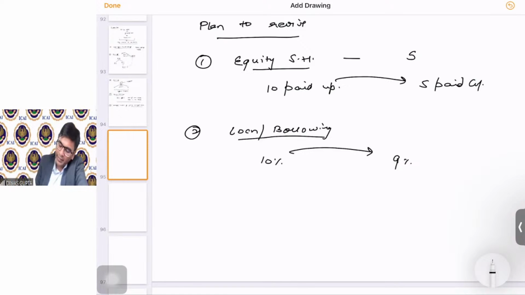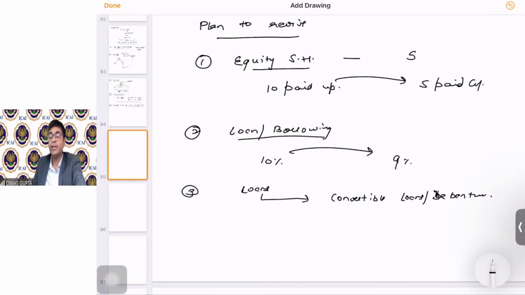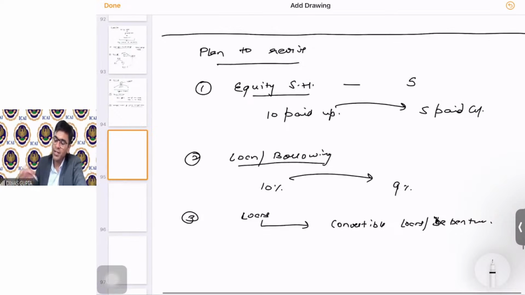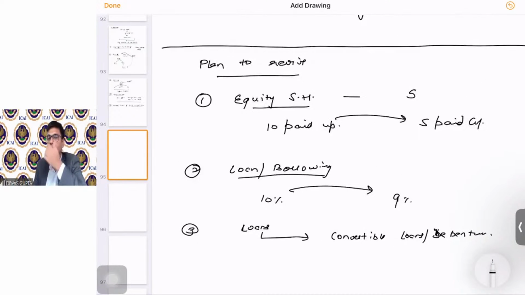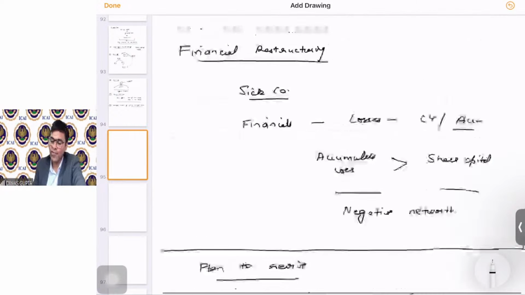Okay. Then third will be, let's say if we have again loans and there is a risk on the principal amount also, then we will convert them into convertible loans or debentures, right? So that there is no cash outflow that is happening. They will get converted into equity. Yes, Mansha, that is true. So all these measures are taken to revive the sick company. And hence these are called as the financial restructuring.